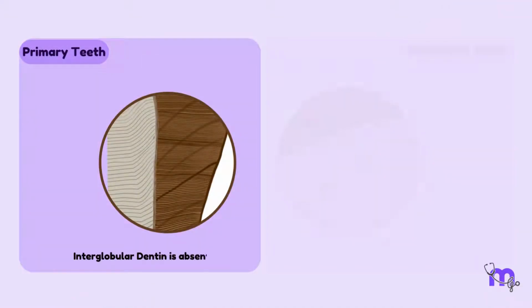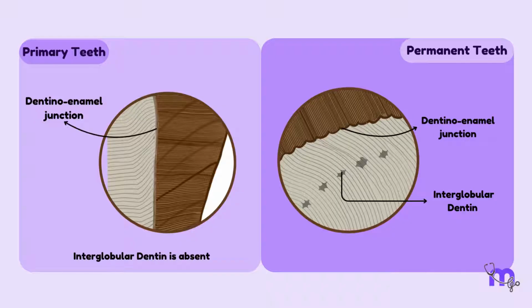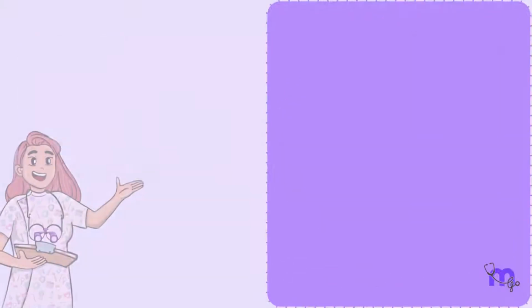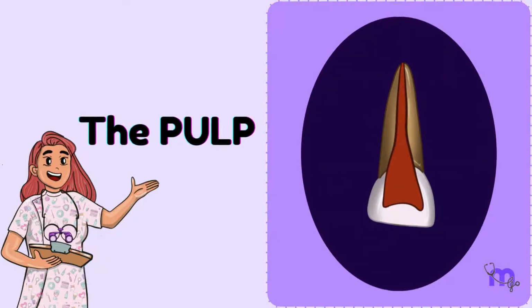Other features of dentin were the absence of interglobular dentin in primary teeth, a flat dentin enamel junction in primary teeth, and a scalloped junction in permanent teeth. Ria had now reached the third layer of the tooth, the pulp.